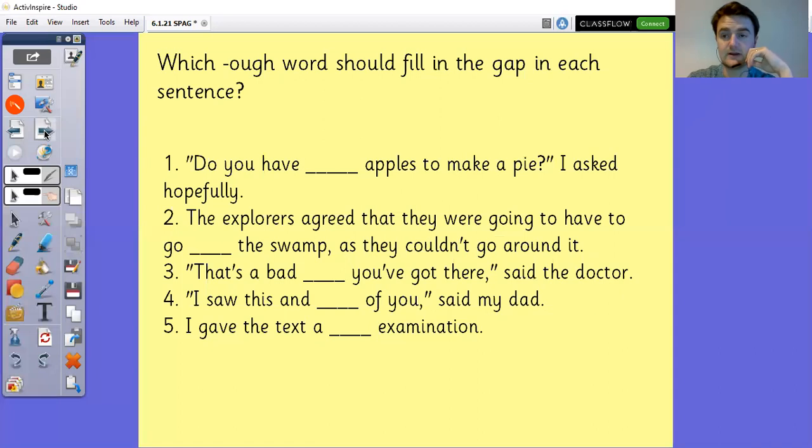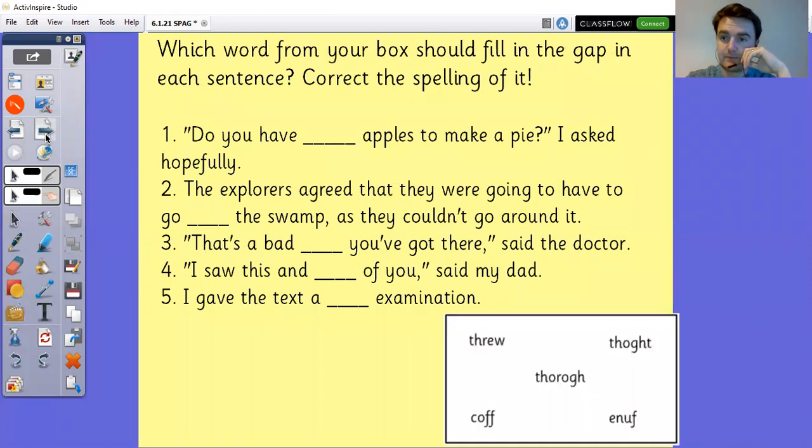And then on the next slide, you've got a bit more information drip fed to you. Okay, so at the bottom in that box, I've got 5 O-U-G-H words, which are all spelt incorrectly. So we've got through, that's the homophone for it. So it sounds the same, but that spelling has a different meaning. We've got cough, we've got thorough, we've got thought, and we've got enough. So which of those words should fill in which gap, and can you correct that spelling?